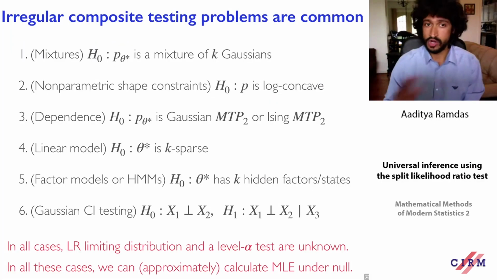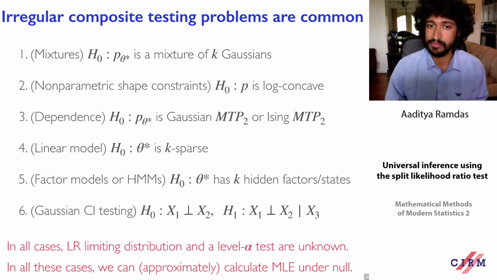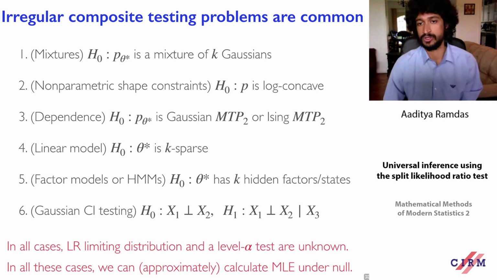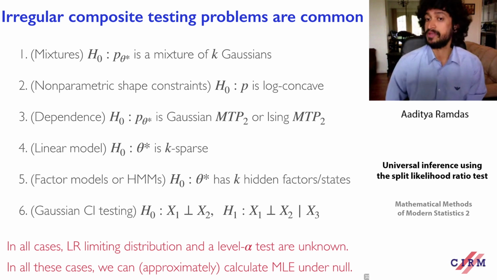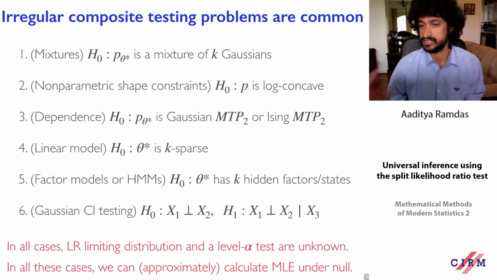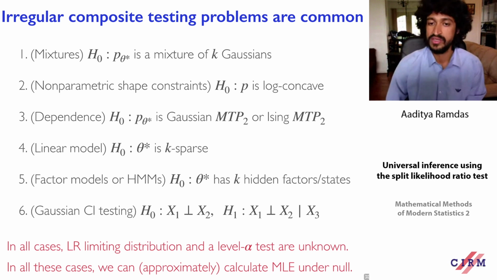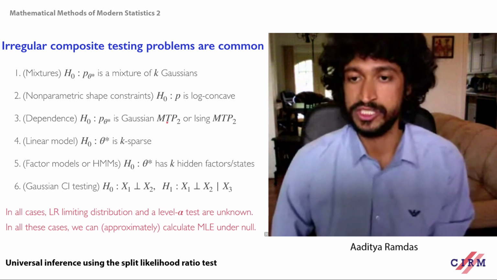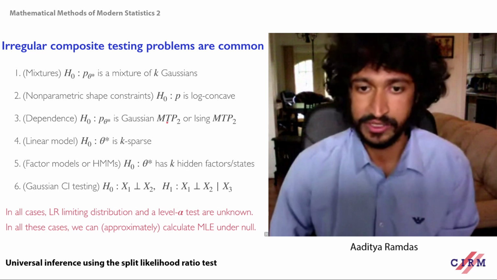However, there are a lot of irregular composite testing problems. Here are just 6 examples. The first one is mixtures. For example, let's say P theta star is a mixture of K Gaussians. A second one is shape constraints. We can say that maybe the underlying distribution is log concave. This is a more non-parametric example. A third one that has been studied quite recently is this notion of multivariate total positivity of order 2. And so our null might be that the underlying distribution is Gaussian MTP2 or Ising MTP2.